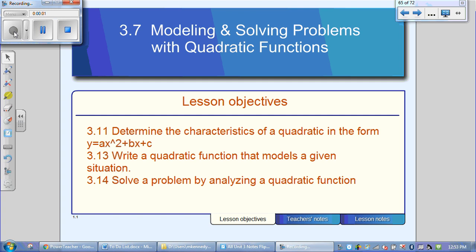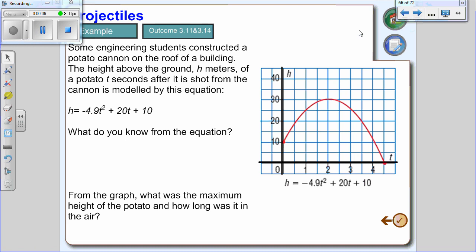Modeling and solving problems with quadratic functions. We're going to start off with a basic word problem where they give you the equation, they give you everything you know right in the question. It gets progressively harder to the point where you're not going to have equations, you're going to be building equations, and that's how it really gets tough.